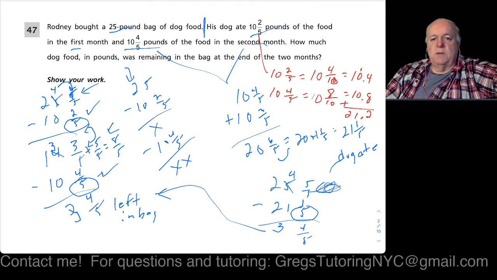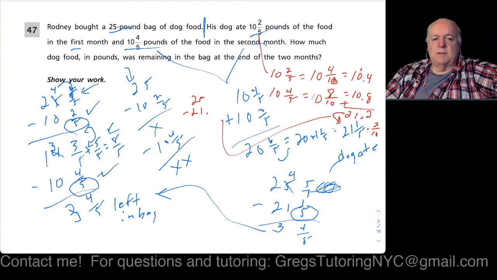So this 21.2 should be the same as that. And we know that 1/5, if it was a tenth, would be 2. So that's good. We get 21.2. So what we could have done at that point was 25 minus 21.2.